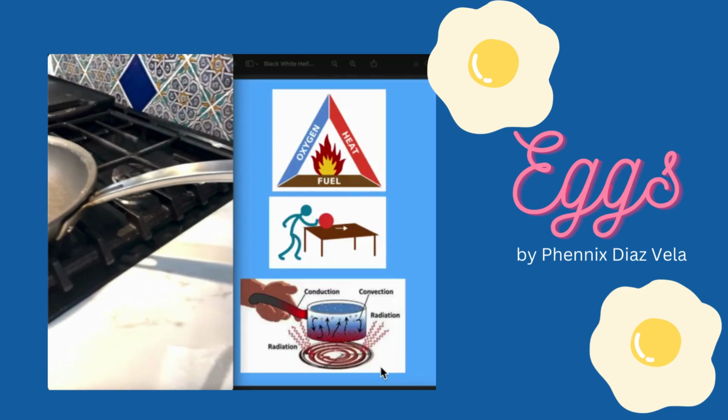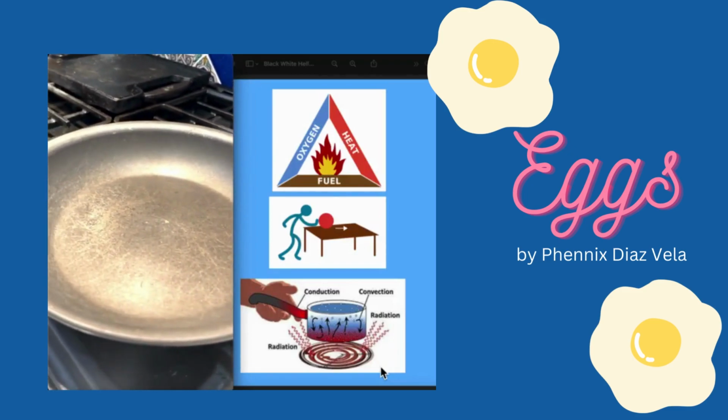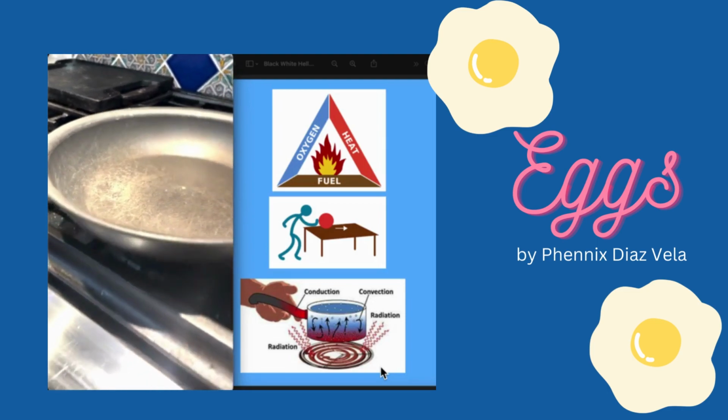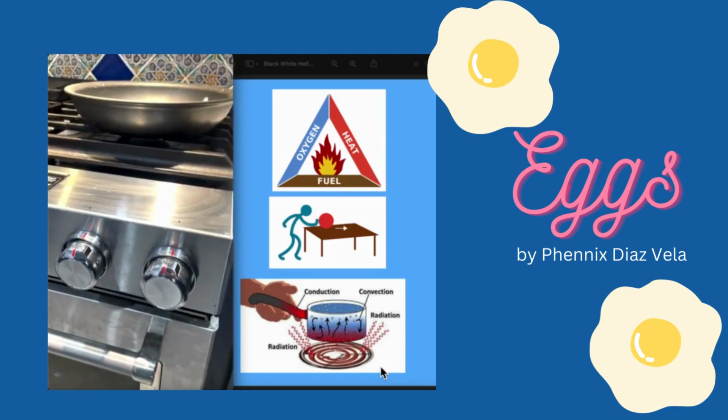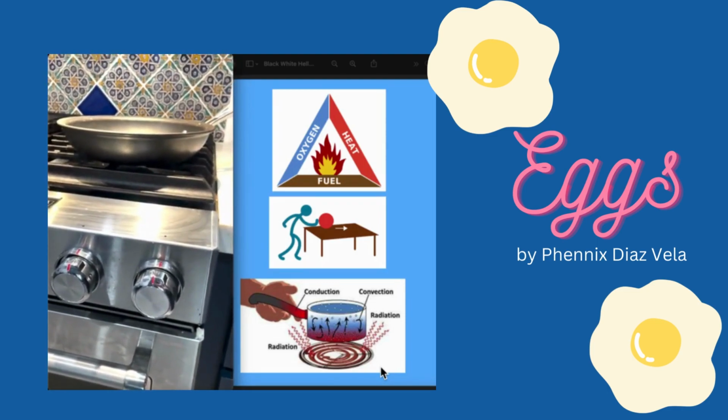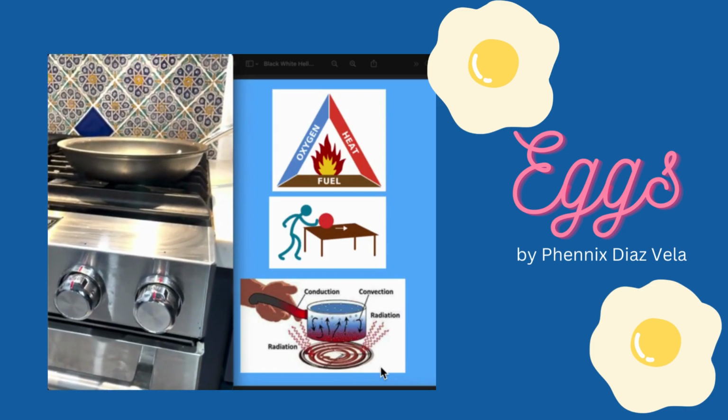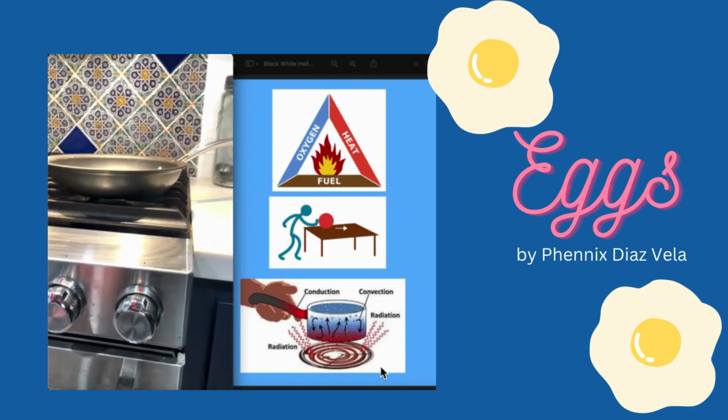Today we'll be cooking eggs. I have my spatula, butter, pan, and eggs. When first making eggs, you have to turn on the stove to low heat.